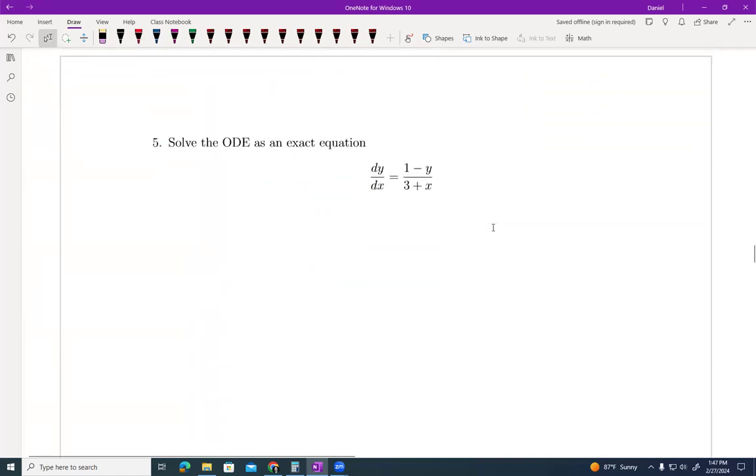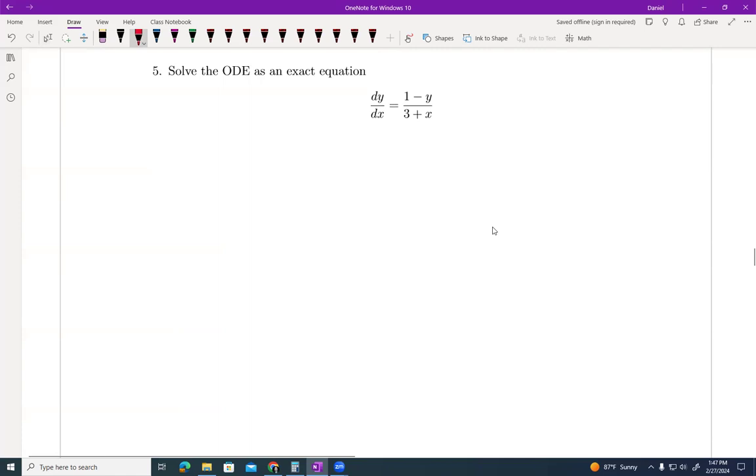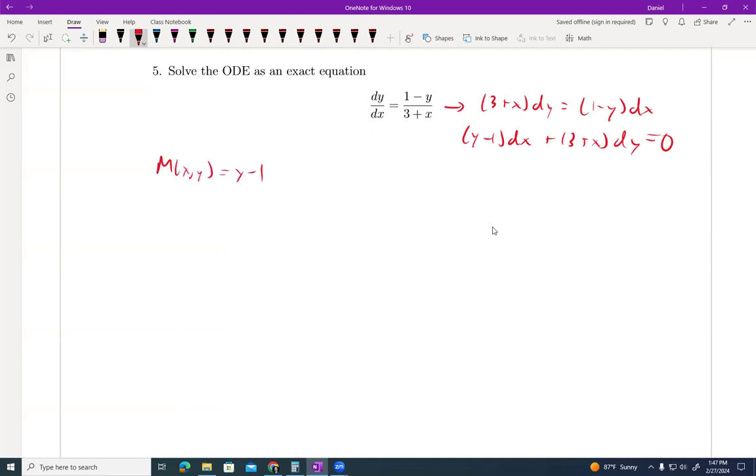All right. Now let's try solving it as an exact equation. I'm going to start off by cross multiplying here. So when I do that, I get that this is 3 plus x times dy is equal to 1 minus y times dx. Now I'm going to subtract this over on the other side of the equation. So I get y minus 1 dx plus 3 plus x dy is equal to 0. So then my M of x,y would be y minus 1. My N of x,y would be 3 plus x.